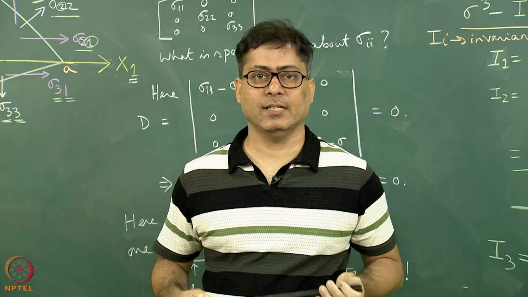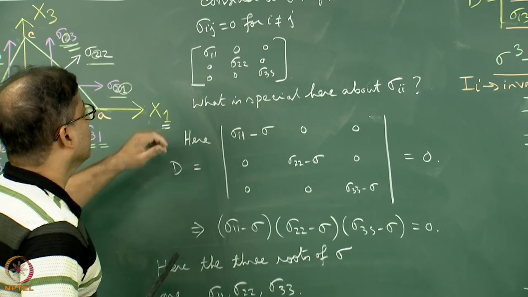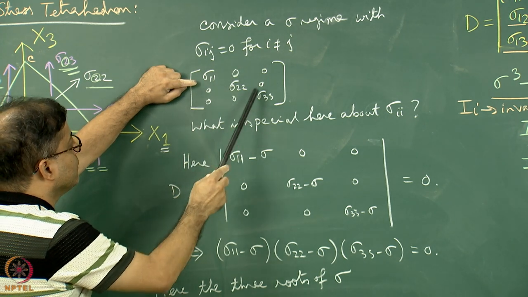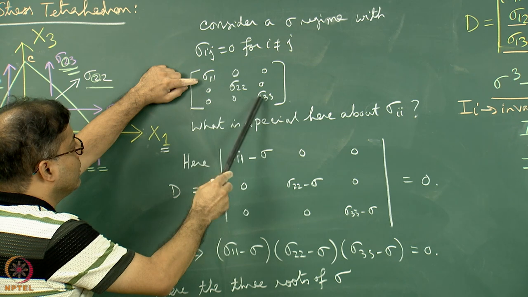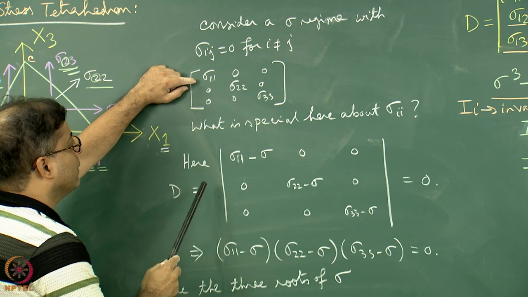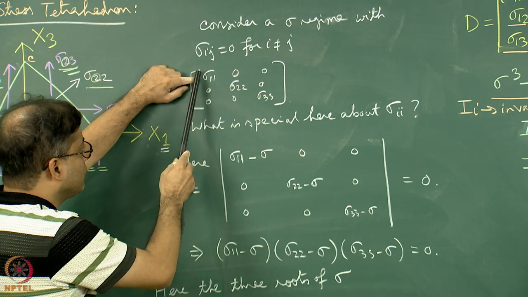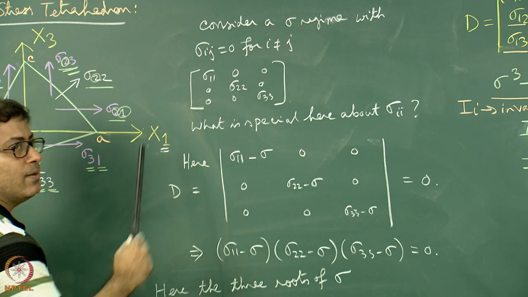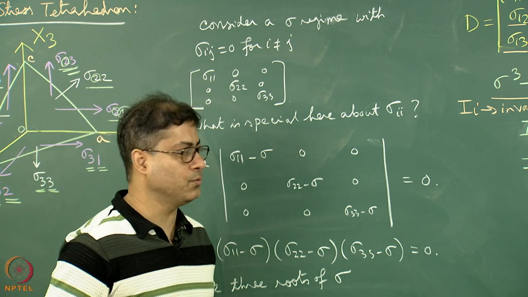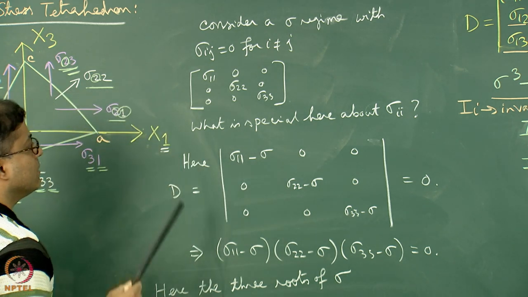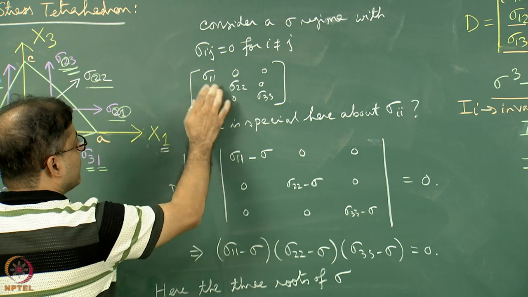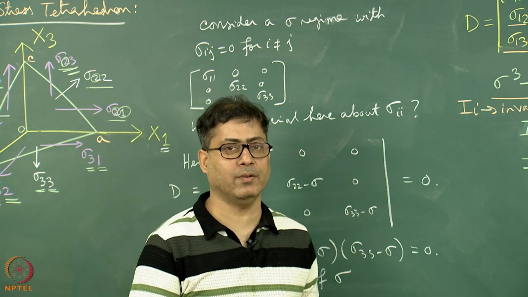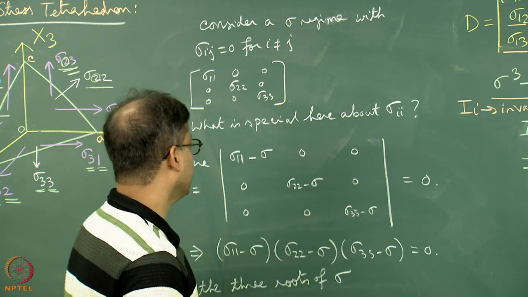We will now take a special stress regime where sigma ij equal to 0 for i not equal to j. That means these elements are zeros and on this diagonal, none of them are zeros, or at least in none of the situations are all three of them zero. Such a stress matrix we have already seen in various problems today. But the question is, what is so special about sigma 11, sigma 22 and sigma 33? The answer can be straightway given here itself, but we will follow the equation and see what it turns out.